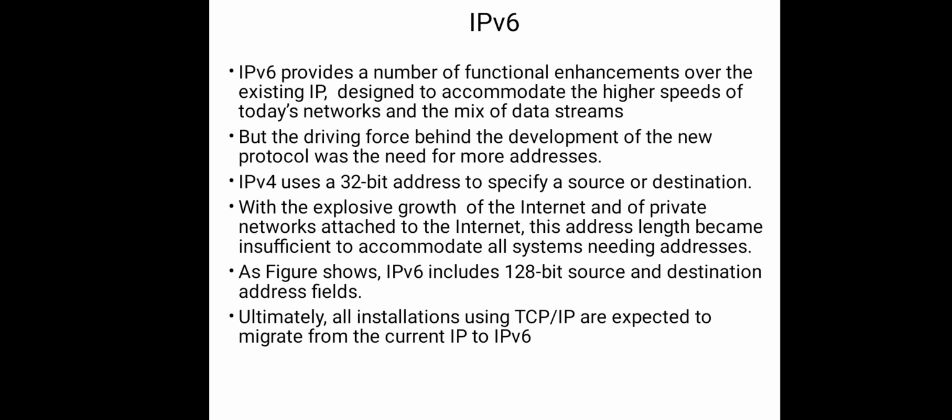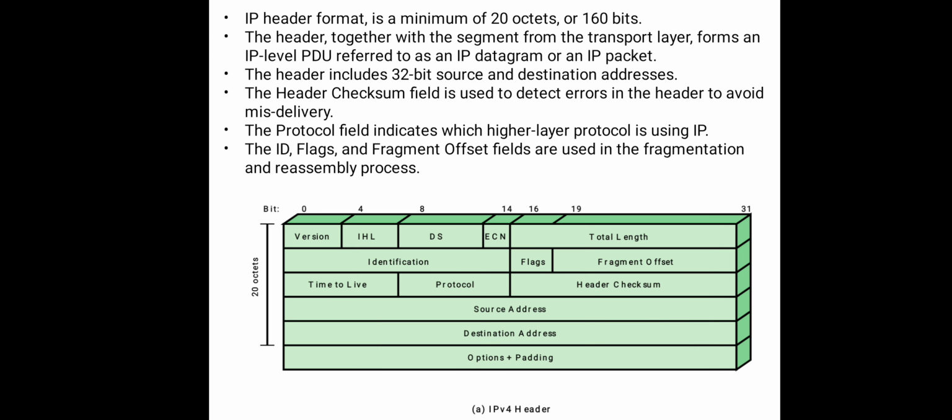Then we have IPv4 and IPv6. The IPv4 header format is a minimum of 20 octets, or 160 bits. The header together with a segment from the transport layer forms an IP-level PDU referred to as an IP datagram or an IP packet. The header includes 32-bit source and destination addresses. The header checksum field is used to detect errors in the header to avoid misdelivery. The protocol field indicates which higher layer protocol is using IP. The ID, flags and fragment offset fields are used in the fragmentation and reassembly process.